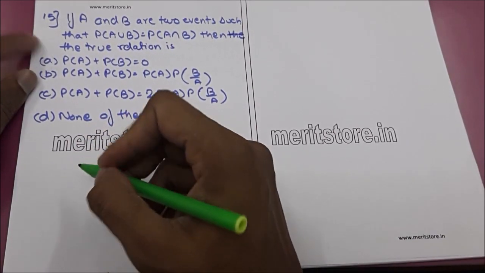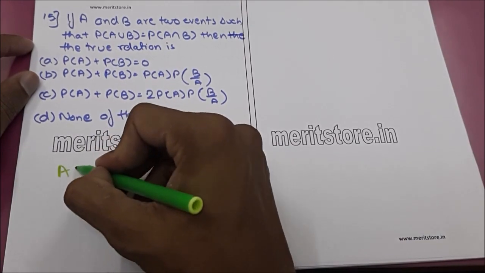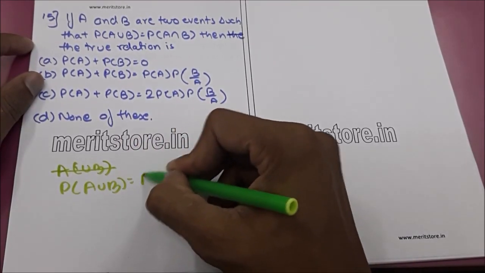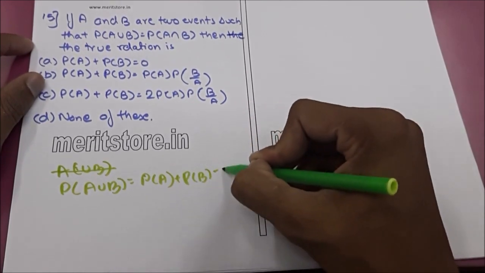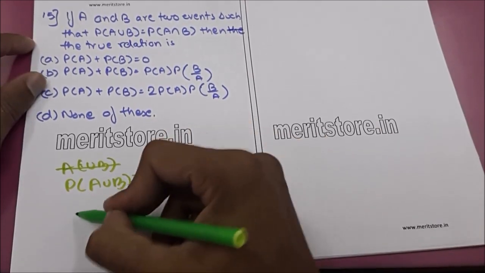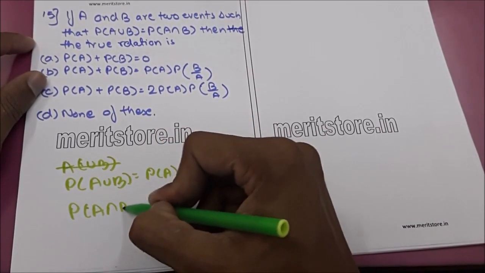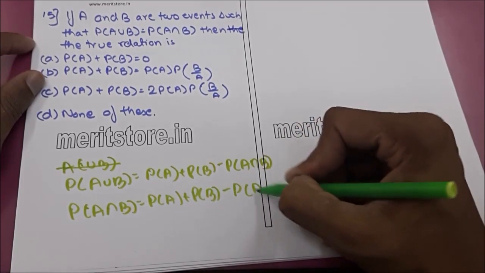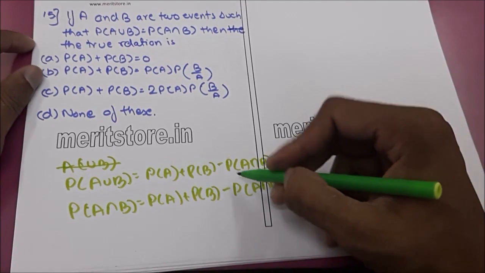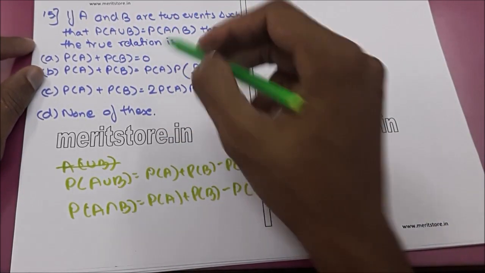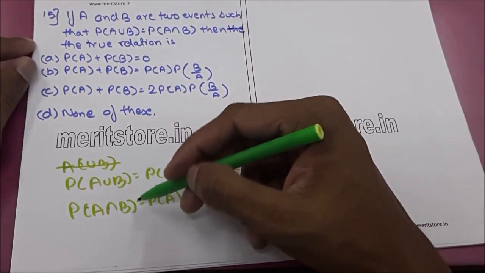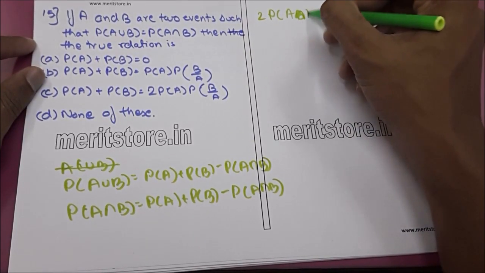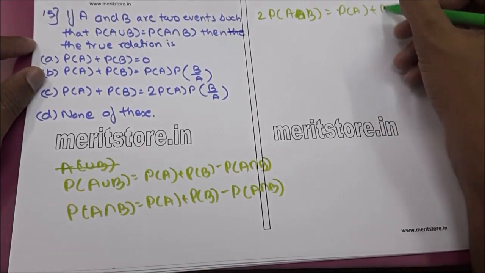We have probability of A union B, which is equal to probability of A plus probability of B minus probability of A intersection B. We also have probability of A intersection B is equal to probability of A plus probability of B minus probability of A intersection B. Since probability of A union B is equal to probability of A intersection B, we substitute the value of A union B as A intersection B. We solve this, we get 2 times probability of A intersection B equal to probability of A plus probability of B.